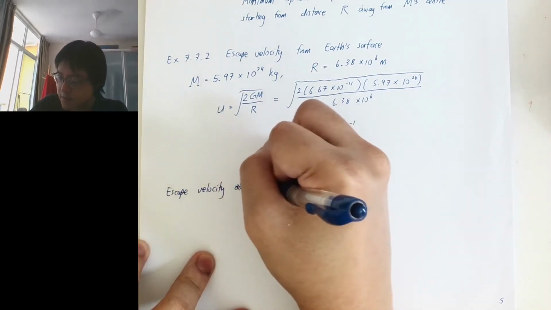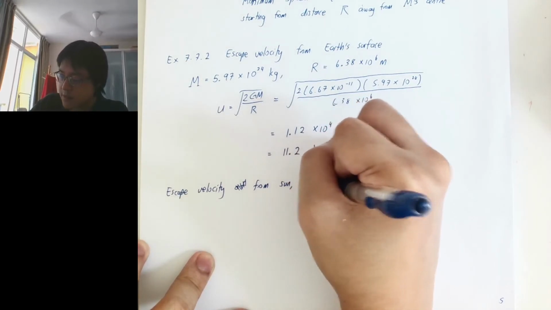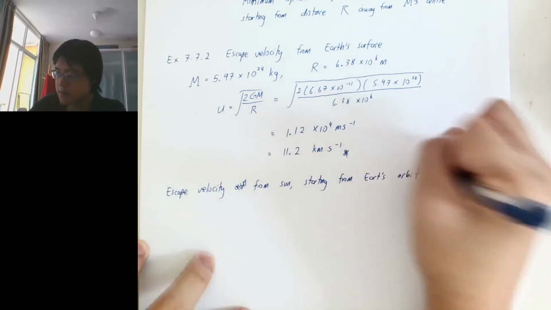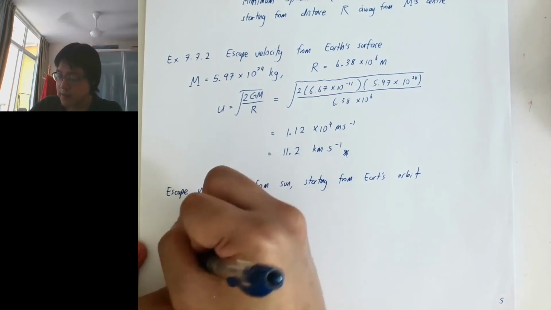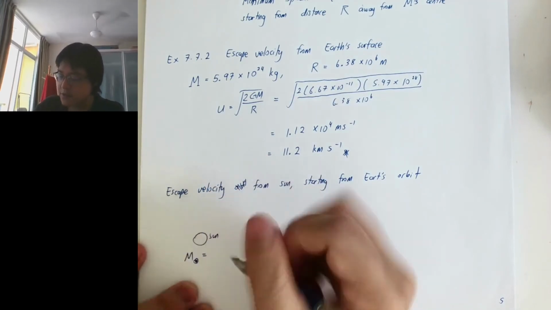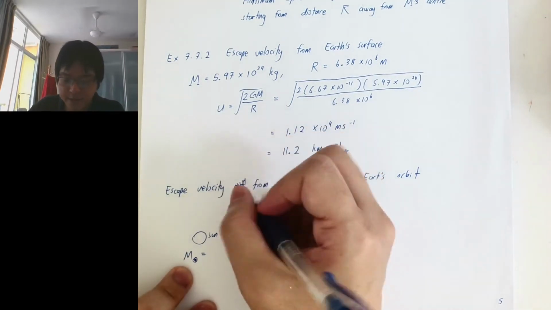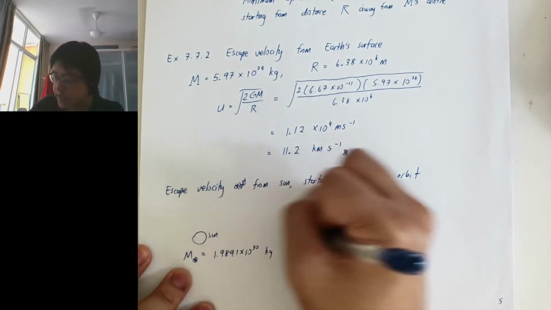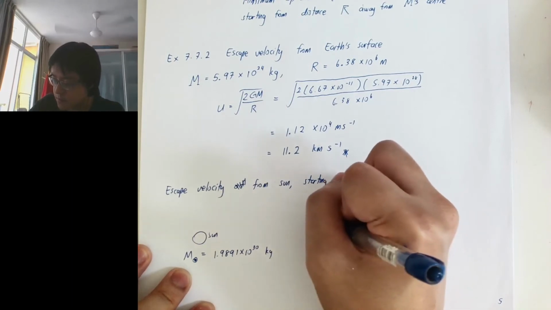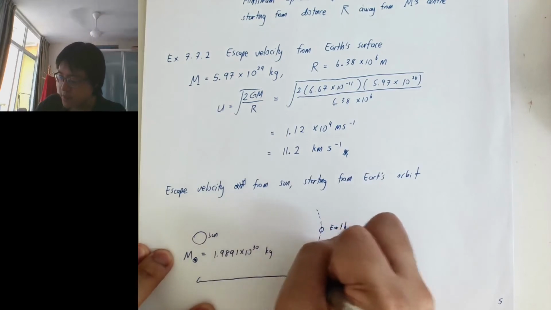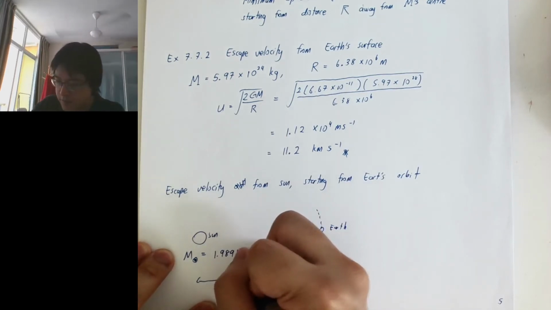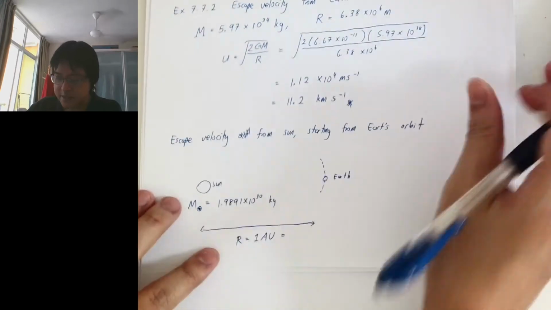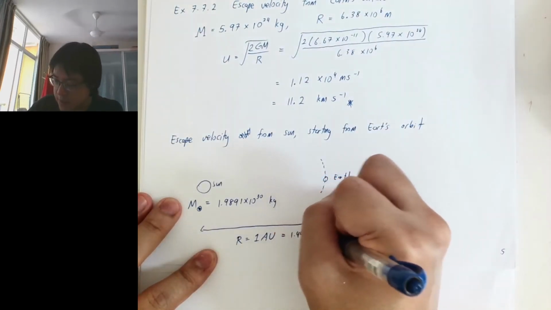From the sun, starting from Earth's orbit. Okay, so I have the sun, and the mass of the sun is, they usually use this symbol M dot, and the mass of the sun is 1.9891 times 10 to the power 30 kg, and then the Earth's position is over here. So the distance from here to here is by definition 1 astronomical unit, and it is given, in SI unit, as 1.496 times 10 to the power 11 meters.